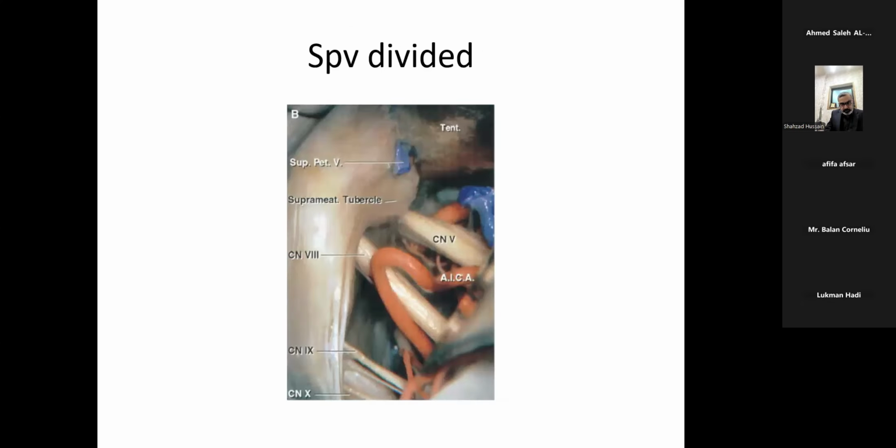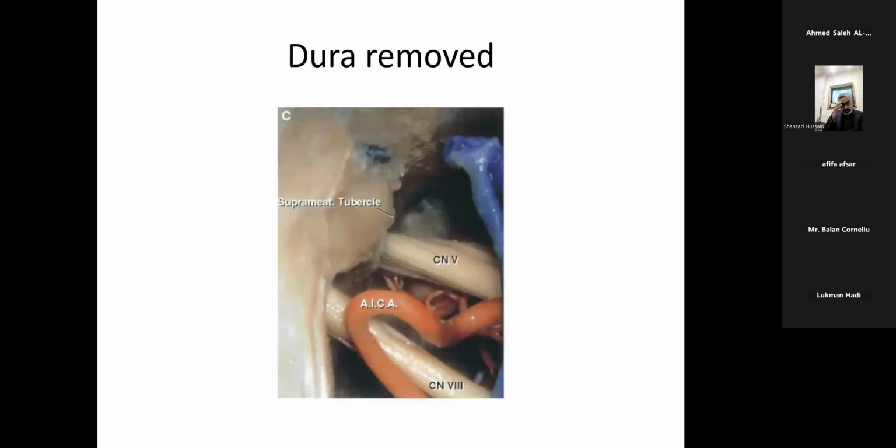Now this is the same picture, same view, but now the superior petrosal vein has been divided so that the suprameatal tubercle becomes prominent. And in the next picture, we're going to drill this tubercle, and then you can appreciate the origin of the cranial nerve 5 much better.